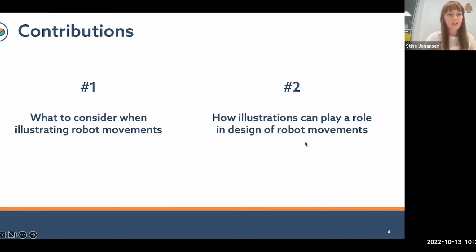There are two main contributions to this work. The first is a set of considerations to think about when illustrating robot movements, and this goes to both research dissemination, but also to other communities and internally in design teams, for example. And that leads to the second contribution, which is how these illustrations can then play a role in the design of robot movements.